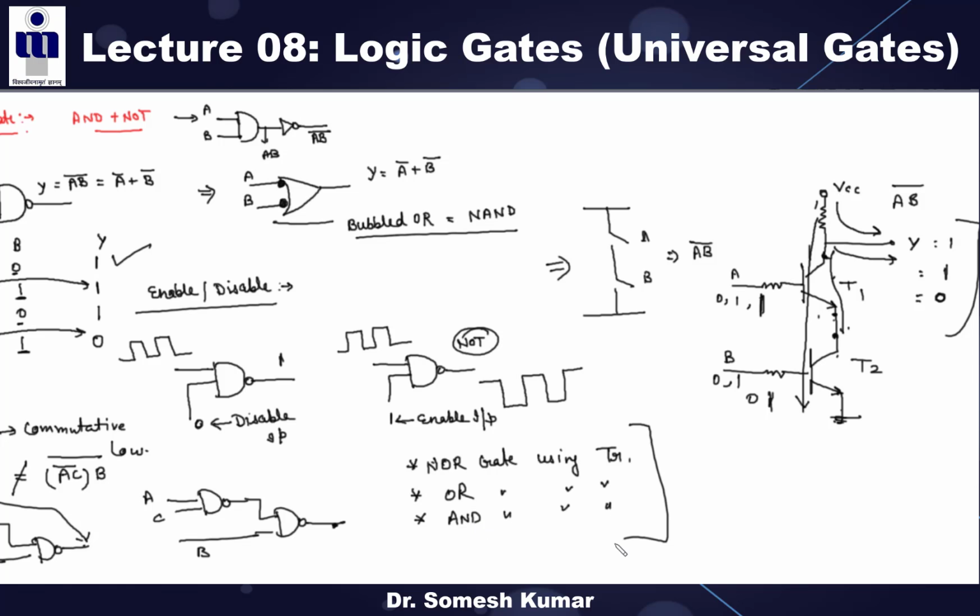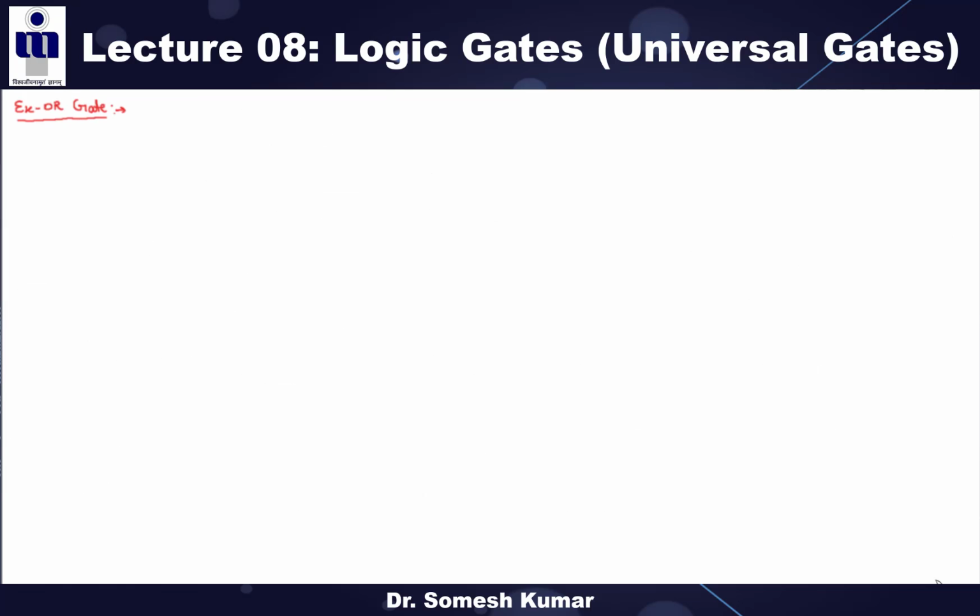Clear the thing? So now we will start with the next type of gate, that is your XOR gate. The XOR gate is also called the exclusive OR gate. Now we will talk about its symbol. You all know about its symbol. The XOR gate symbol is this, right?